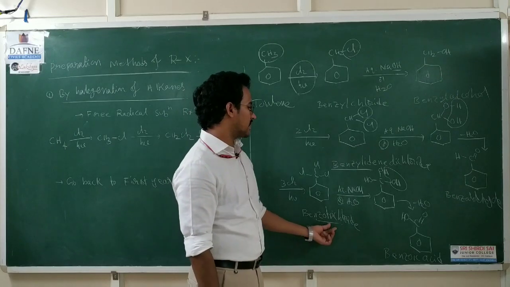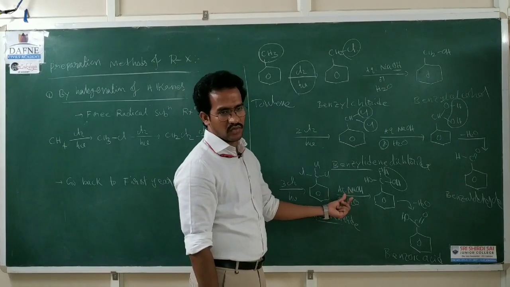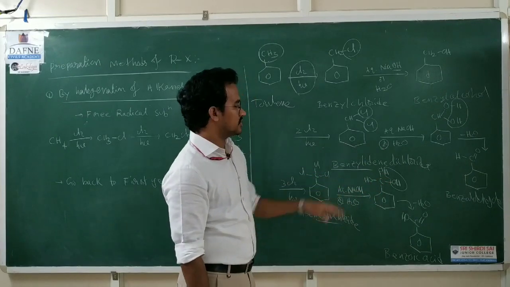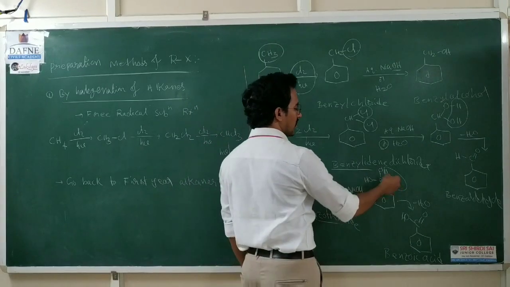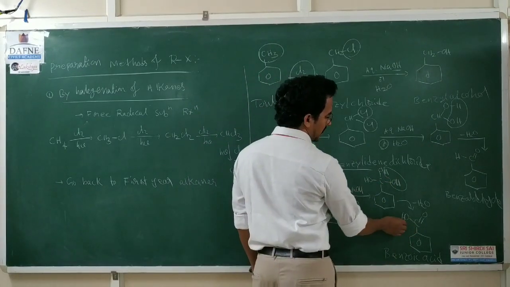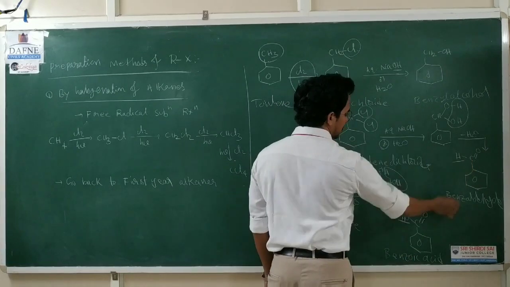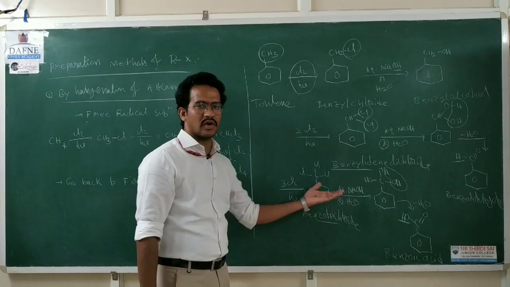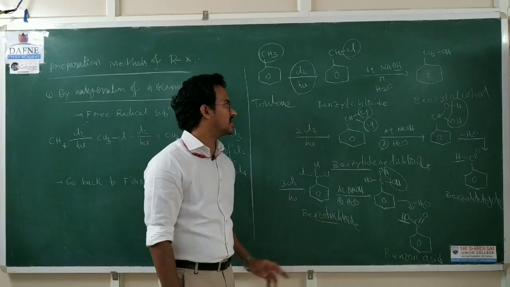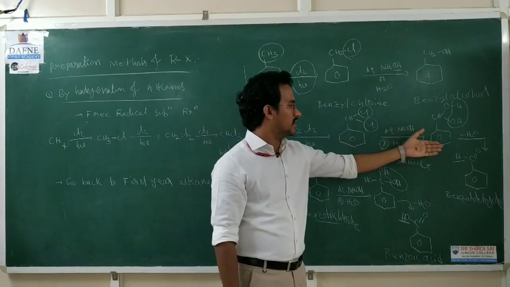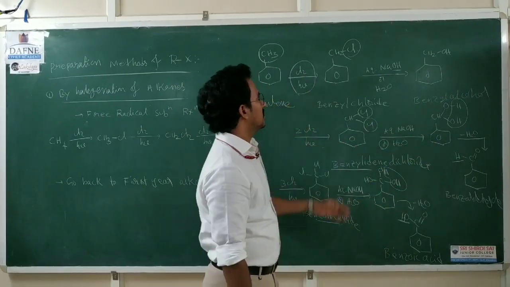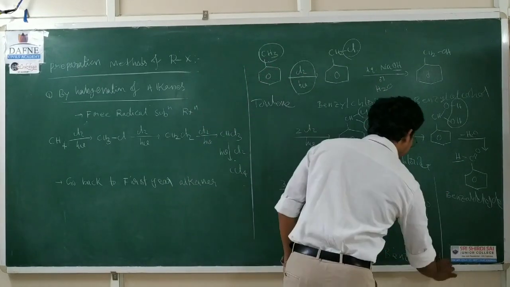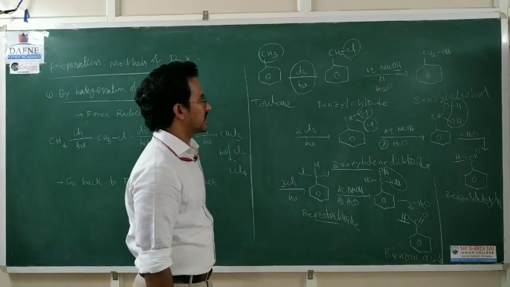Now this benzotrichloride on substitution with OH minus gives three OH groups on the carbon. Three OH groups on the carbon is unstable, so by loss of a water molecule we get the C=O double bond. Already there is an OH, and here there is the benzene attached. So it is benzoic acid. So trihalogenation followed by hydrolysis gives benzoic acid. Dihalogenation followed by hydrolysis gives benzaldehyde. Monohalogenation followed by hydrolysis gives benzyl alcohol. These are important reactions, so write this down.